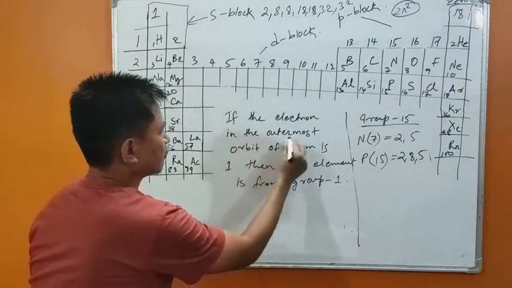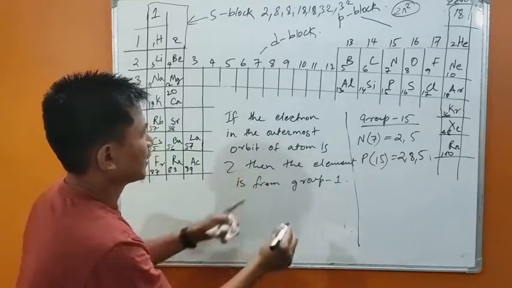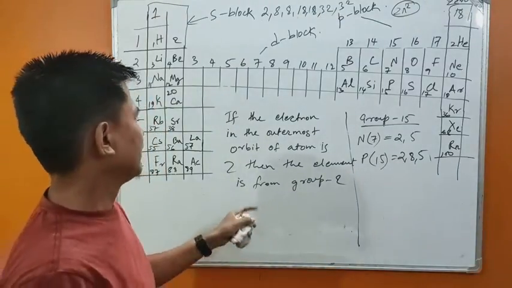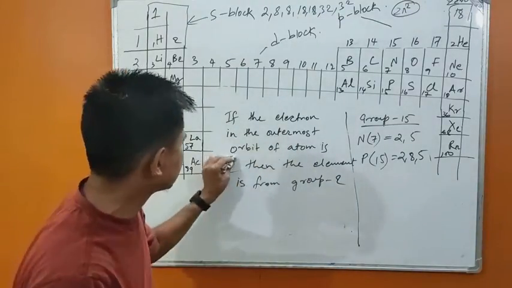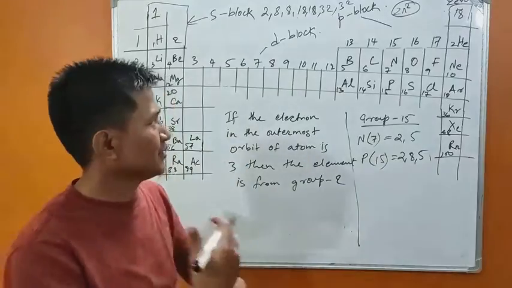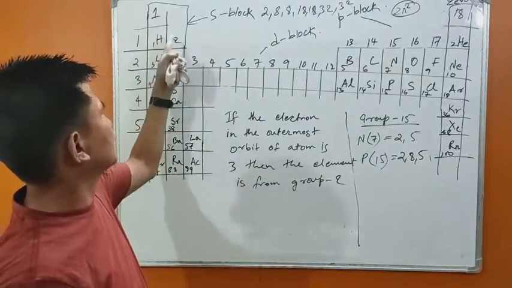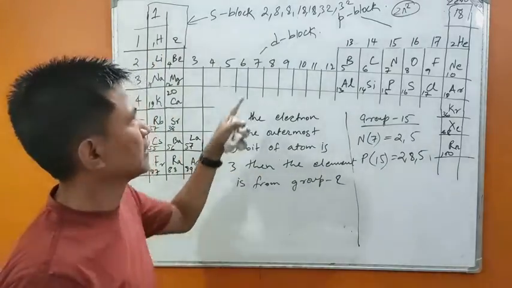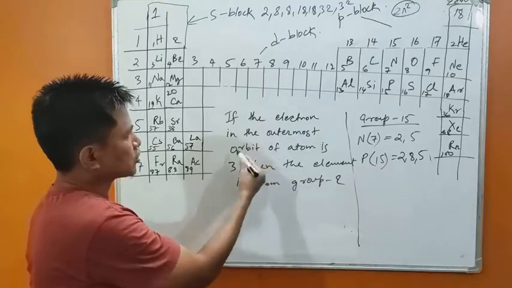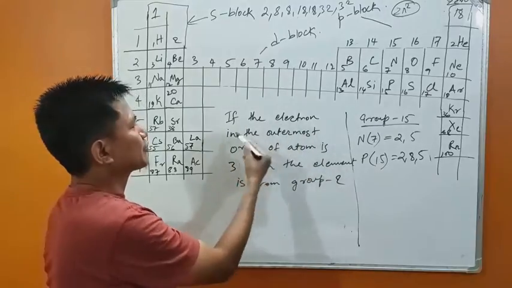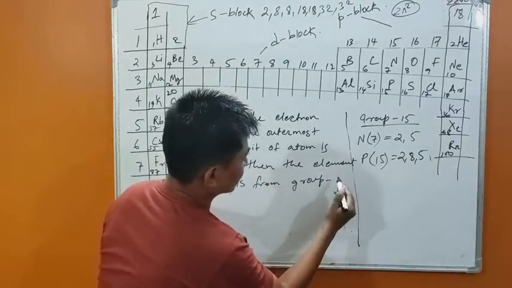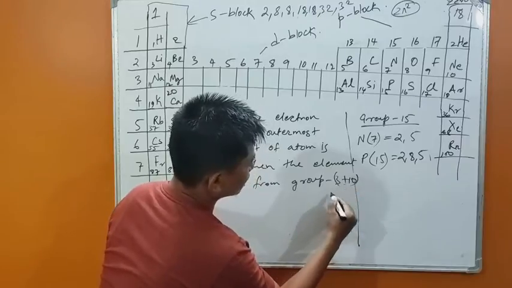Similarly, if the electron in the outermost orbit is 2, then the element is from group 2, isn't it? So if the electron in the outermost orbit is 3, then comes 3 plus 10. Okay, we must add 10. After 1 and 2, group 1 and 2 remain same. But if you come to 3, 4, 5, then you have to add 10. If the electron in the outermost orbit of the atom is 3, then the element is from group 3 plus 10. Okay, 3 plus 10, that is from group 13.